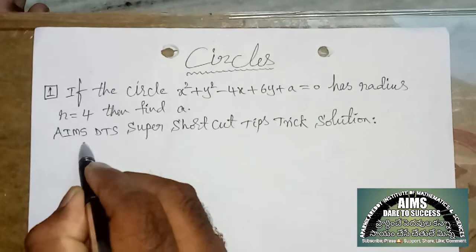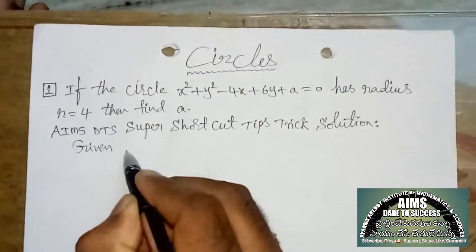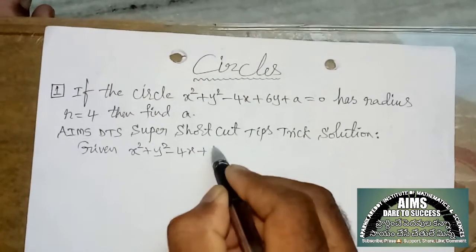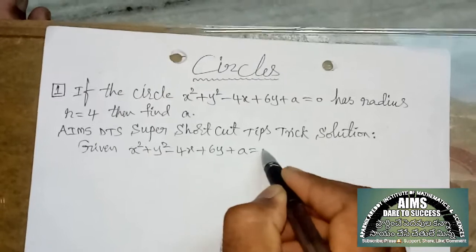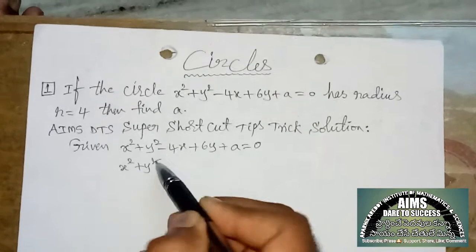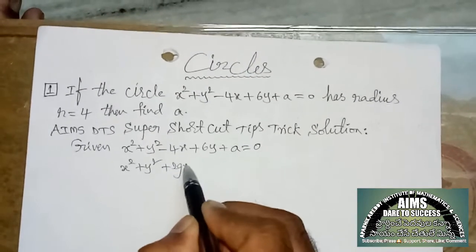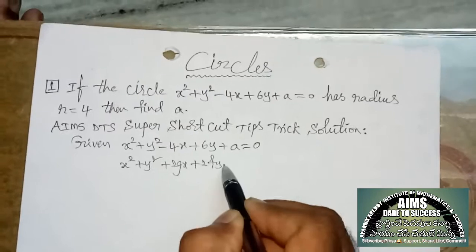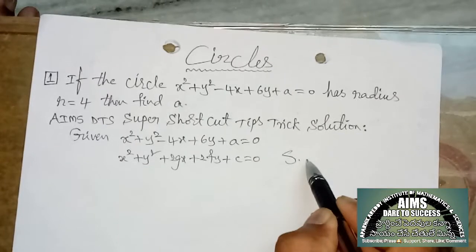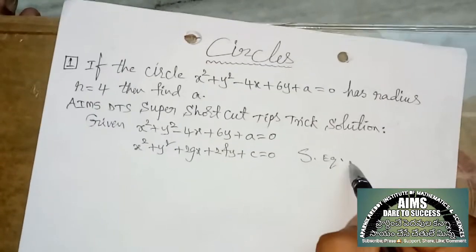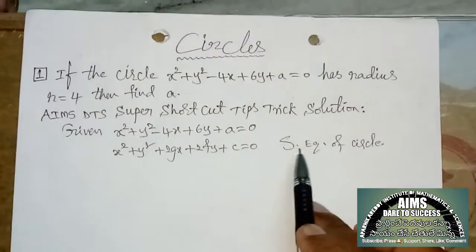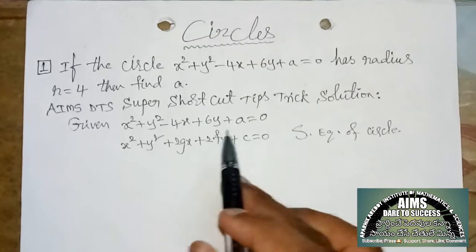So the given circle is x square plus y square minus 4x plus 6y plus a is equal to 0. The standard equation of the circle is x square plus y square plus 2gx plus 2fy plus c is equal to 0. So every circle from the question you can compare with the standard equation of the circle.